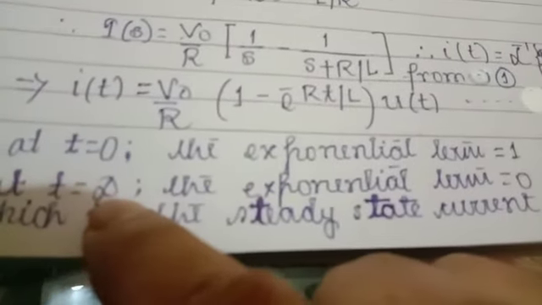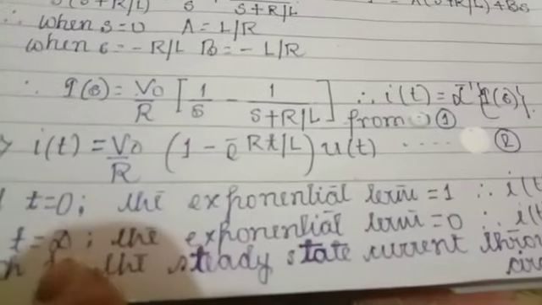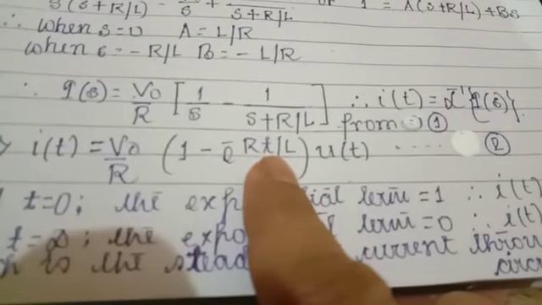At time t equals infinity, that means after an infinitely large time, e to the power minus infinity is 0, then it becomes V0 by R. That means it becomes constant. V0 by R means the current becomes constant, which is the steady state current through the circuit. This constant current is actually this instantaneous current, which is a function of time, you see. So after a sufficiently large time, the current through the circuit will become constant, and its value will be equal to V0 by R. Basically, this is the maximum value of the current that can flow through the circuit, right?